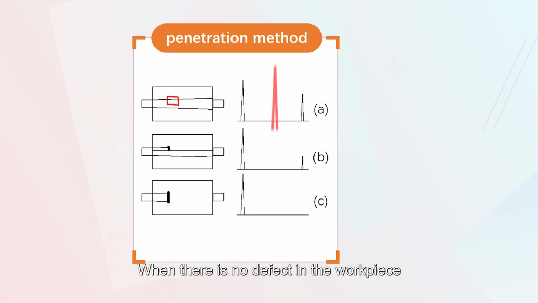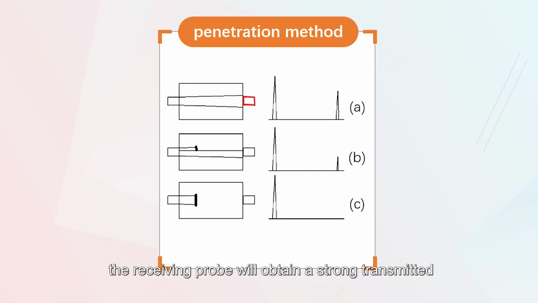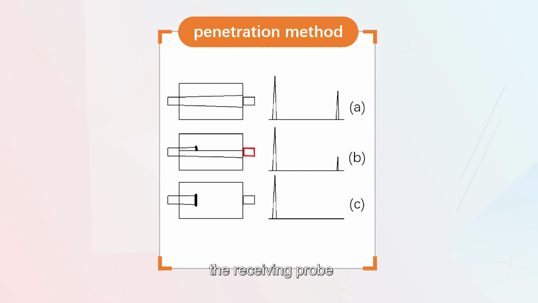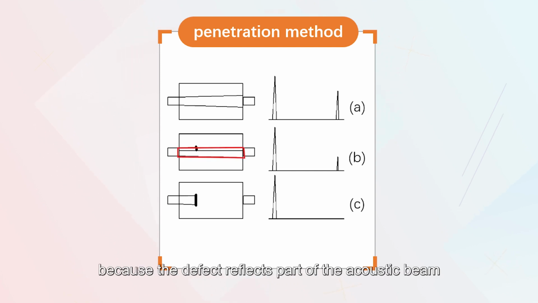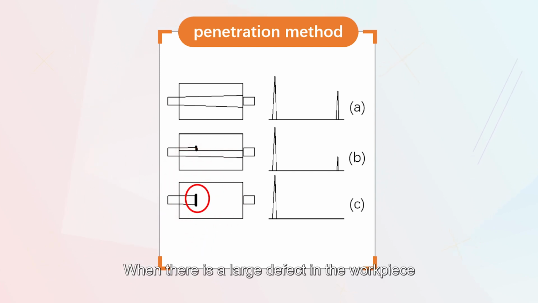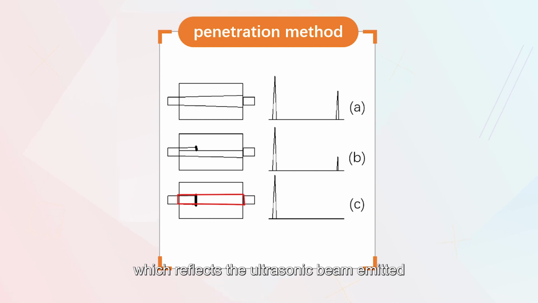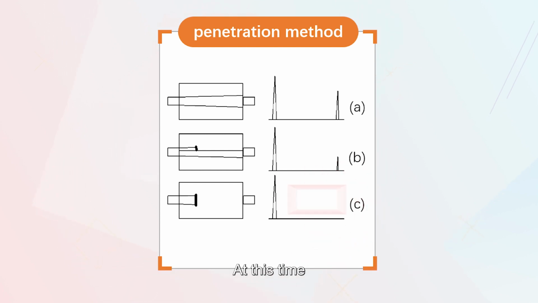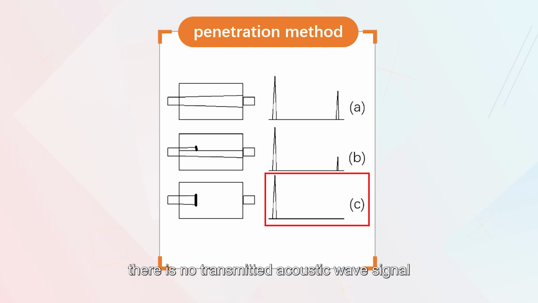When there is no defect in the workpiece, the receiving probe will obtain a strong transmitted acoustic signal. When there is a small defect inside the workpiece, the receiving probe will obtain a weak transmitted acoustic signal because the defect reflects part of the acoustic beam. When there is a large defect in the workpiece, which reflects the ultrasonic beam emitted by the transmitting probe, the receiving probe will not be able to receive the transmitted acoustic wave signal. At this time, there is no transmitted acoustic wave signal on the oscilloscope screen.